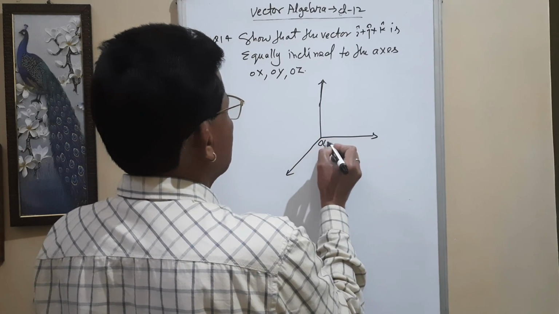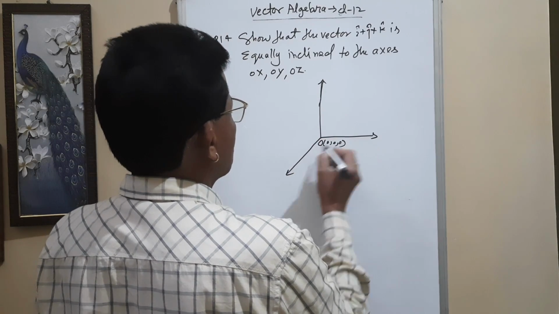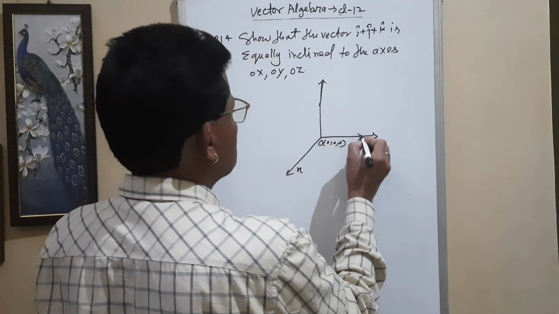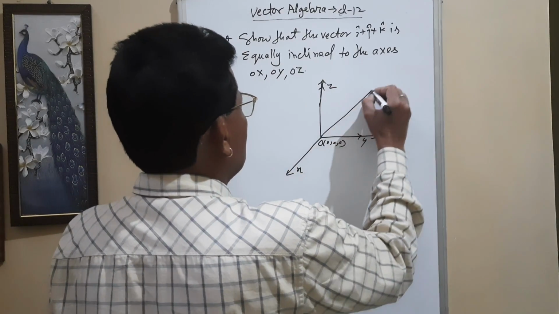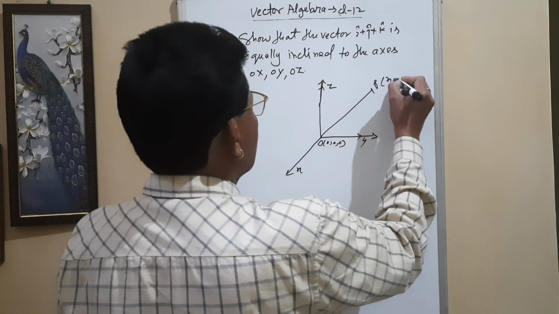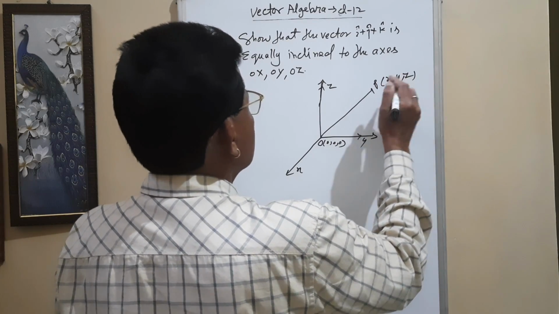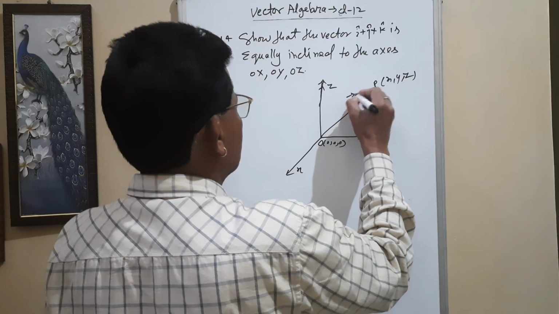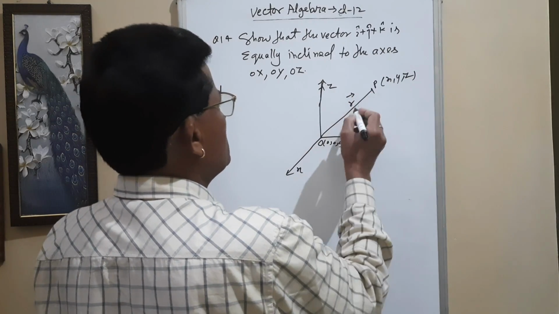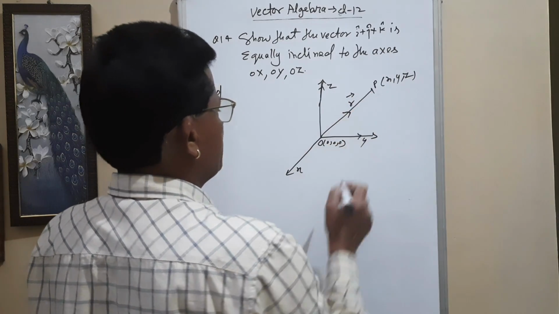This is the origin. Its coordinate will be 0, 0, 0. This is the x-axis, y-axis and z-axis, and this is the vector R. I am taking point P as x, y and z. This is the point P, and its position vector is R, that is OP. This is a vector.